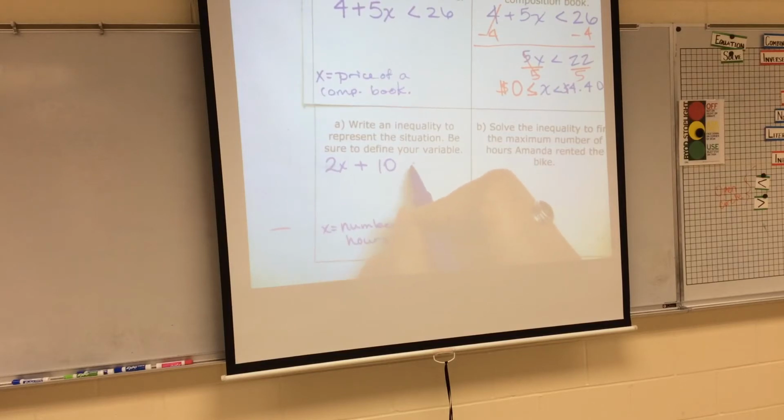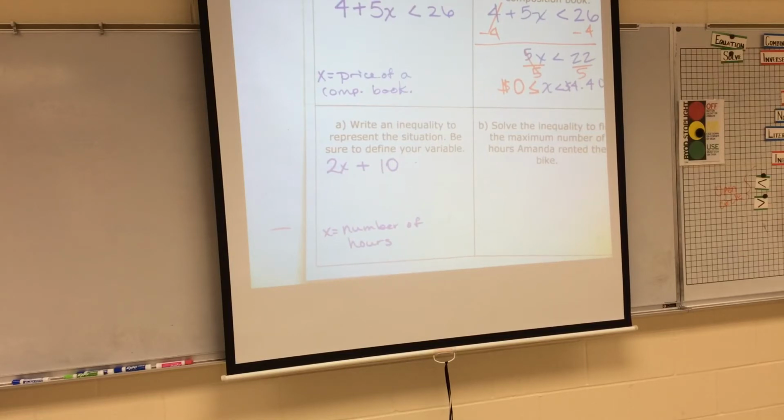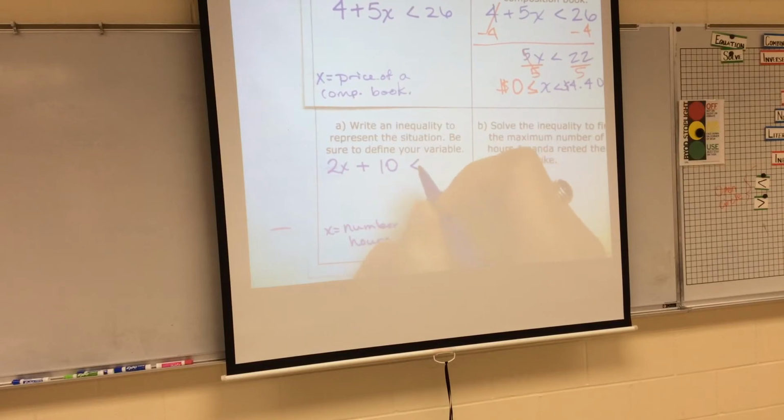So what inequality symbol do we need? Which one? The top one or the bottom one? The bottom one? That one's greater than. Top one is less than. All right, let me write it in and see what happens. I've got less than 27.